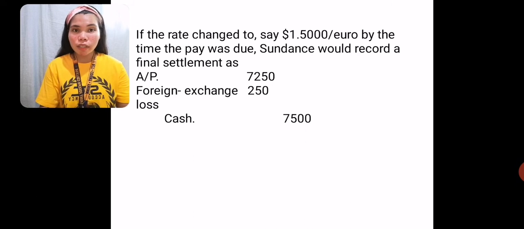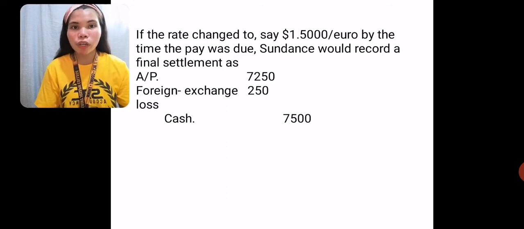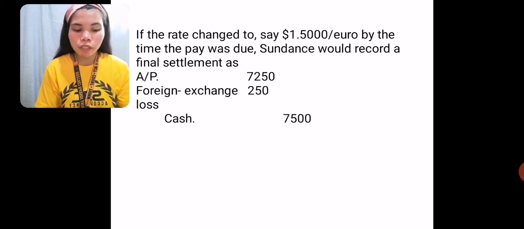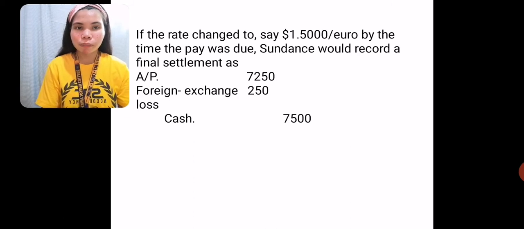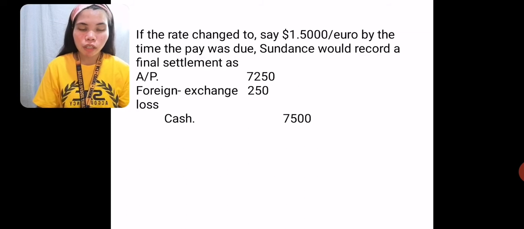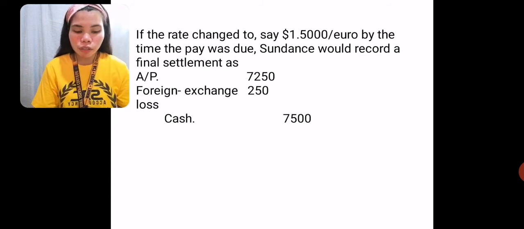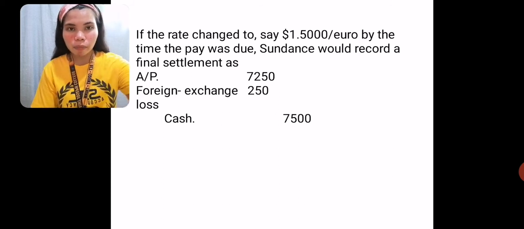The merchandise stays at the original value of 7,250, but there is a difference between the dollar value of the account payable to the exporter, $7,250, and the actual number of dollars the importer must come up with to purchase the euros to pay the exporter, 7,500. The difference between the two amounts is $250, which is the loss on foreign exchange and is always recognized in the income statement.